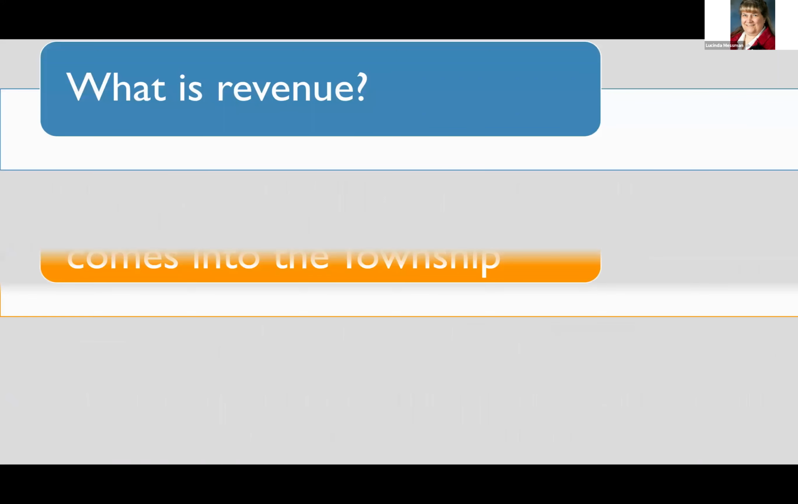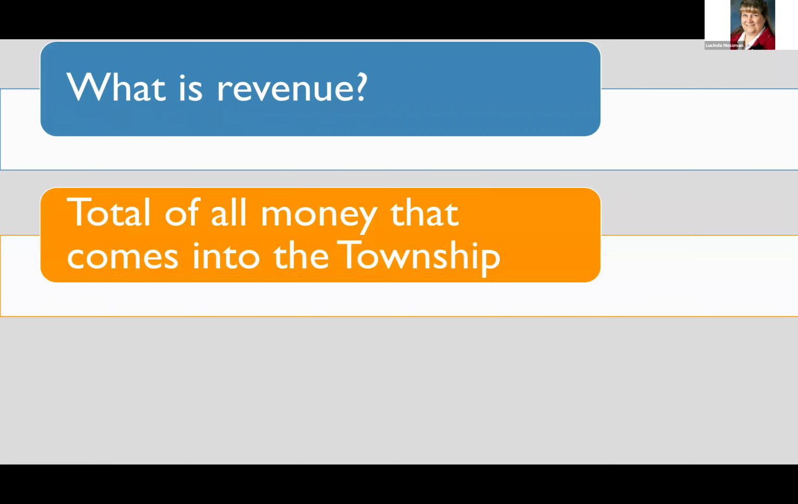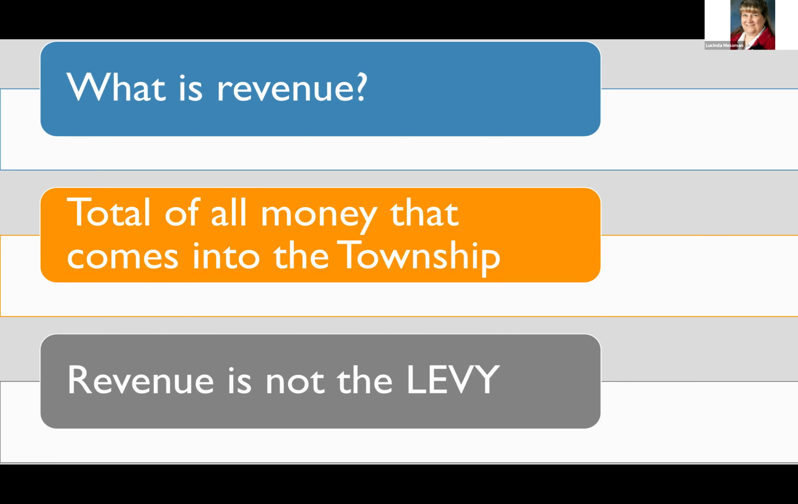When we're talking revenue, it's the total of all money that comes into the township. It is not just the levy. That is one big misconception I've found out there. People say, well, our levy is only $1 million in a big township, so we don't need an audit. Well, you've got to look at all your revenue. Or we have a combined clerk treasurer and our levy's only $200,000, so we don't need an audit. You've got to look at all pieces of revenue.